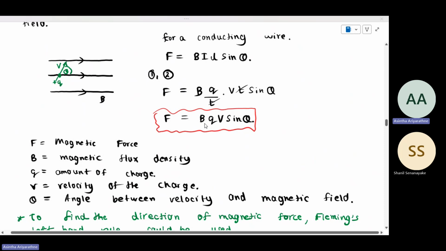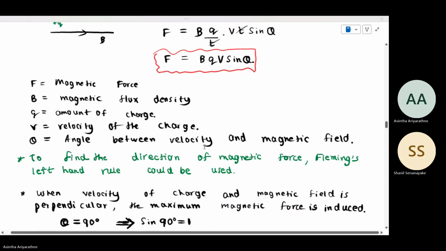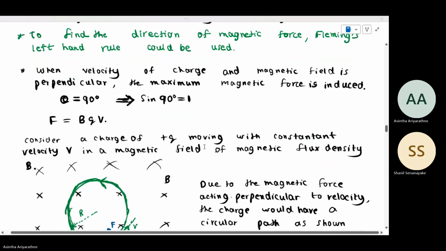Here B is the magnetic flux density, Q is the amount of charge, and V is the velocity. Sin theta represents the angle between the velocity and the direction of the magnetic field.